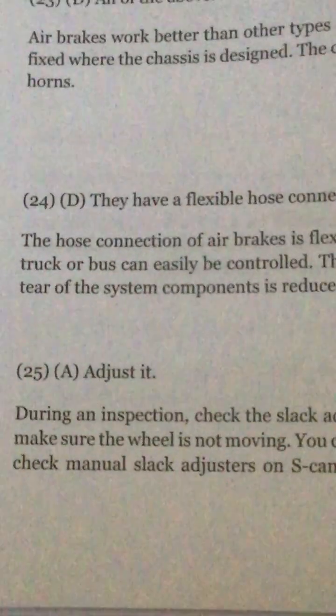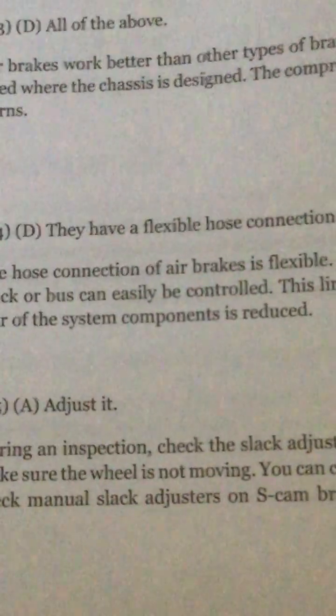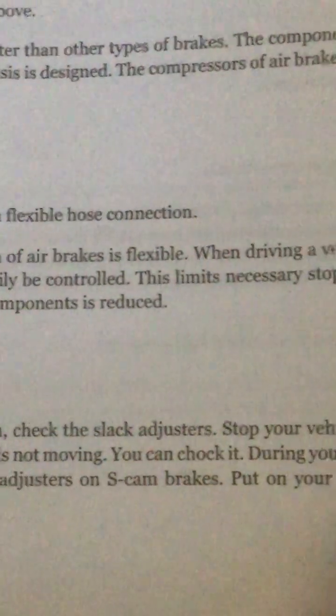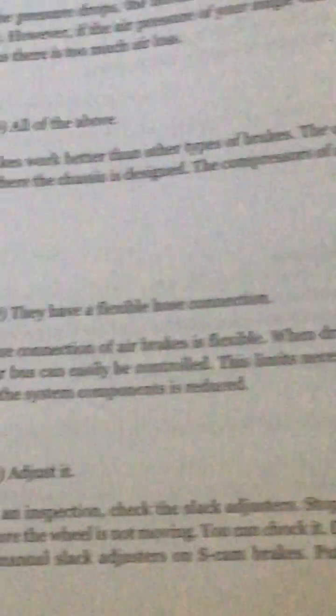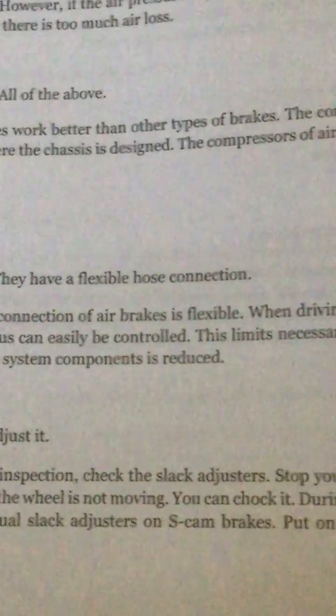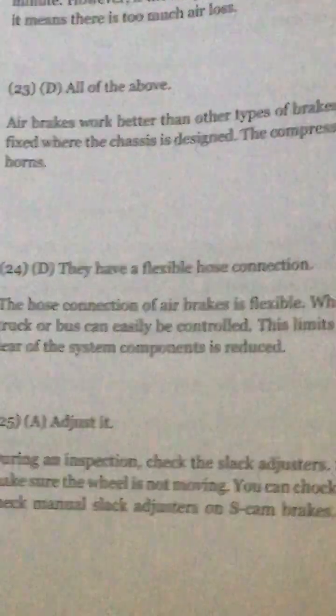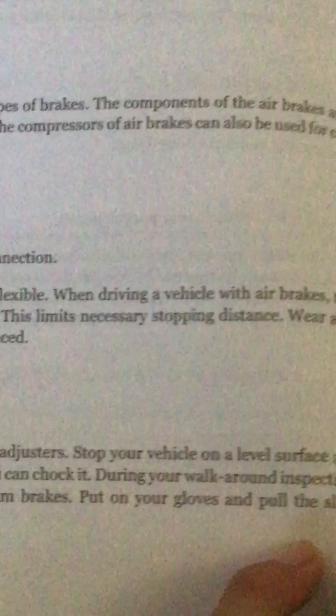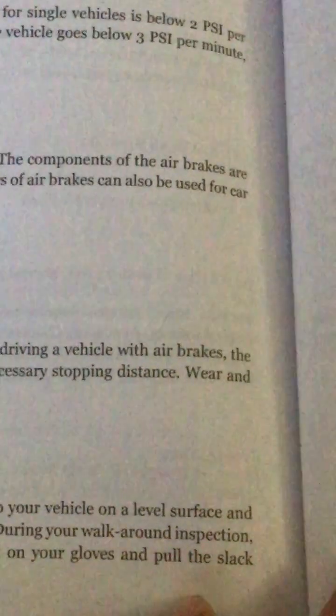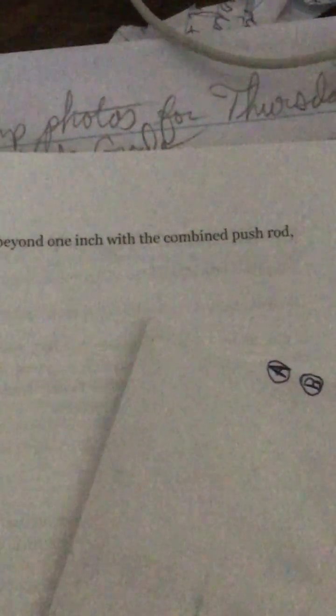The answer is A, adjust it. During an inspection, check the slack adjusters. Stop your vehicle on a level surface and make sure the wheel is not moving. You can choke it. During your walk-around inspection, check manual slack adjusters on S-cam brakes. Put on your gloves and pull the slack adjusters. If any of the slack adjusters goes beyond 1 inch with the combined push rod, then you need to adjust it.